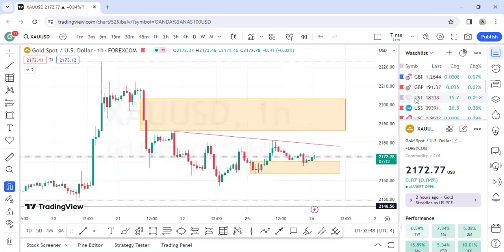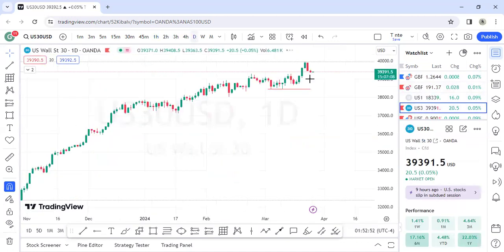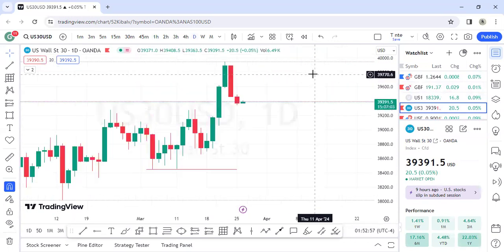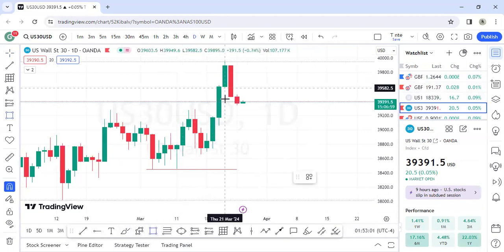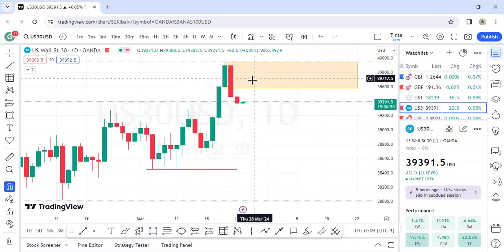Last pair, US30. US30 has also taken out the all-time high, and then we have kind of made a bearish order block. So always be mindful of this. We have a bearish order block coupled with an imbalance. If we were to sell, this would be a good area. If the market comes back to the order block, that will be good for sells. For now, wait for the market to get back to this order block.